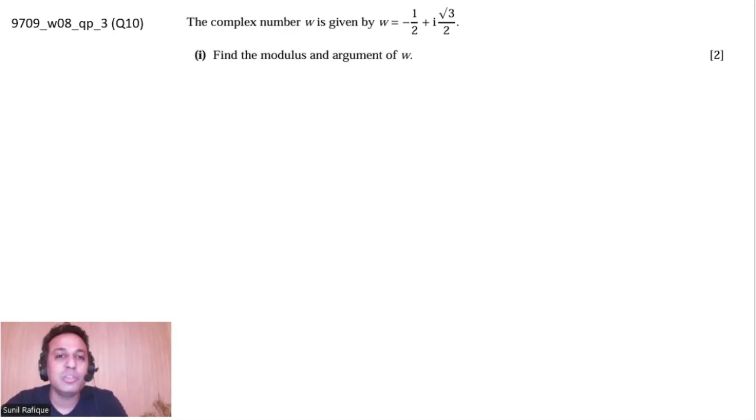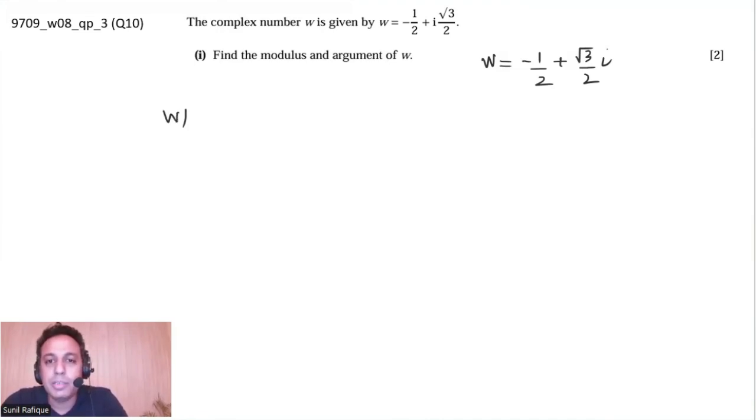So this is from winter 2008, question paper 3 and question 10 on that exam. I do not think there were variants back in the days, but let's take a look at this older exam question. So the complex number W is given by W equals negative 1/2 plus root 3 over 2 iota. You can write iota anywhere, like in the first place or the last place. Find the modulus and argument of W.